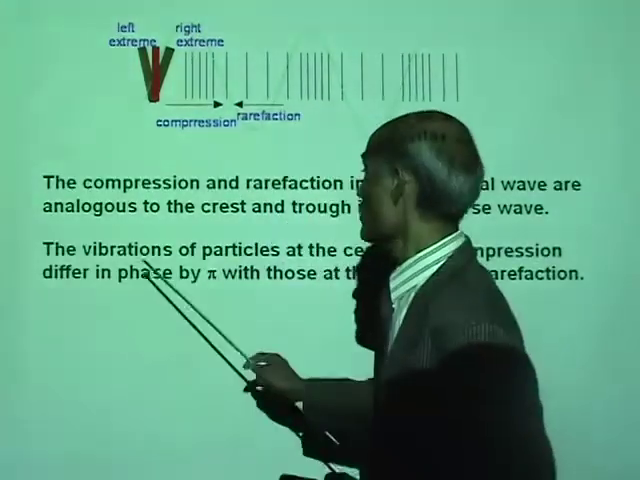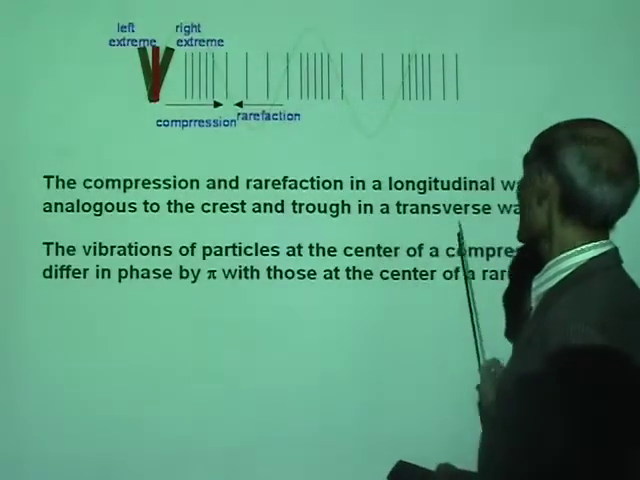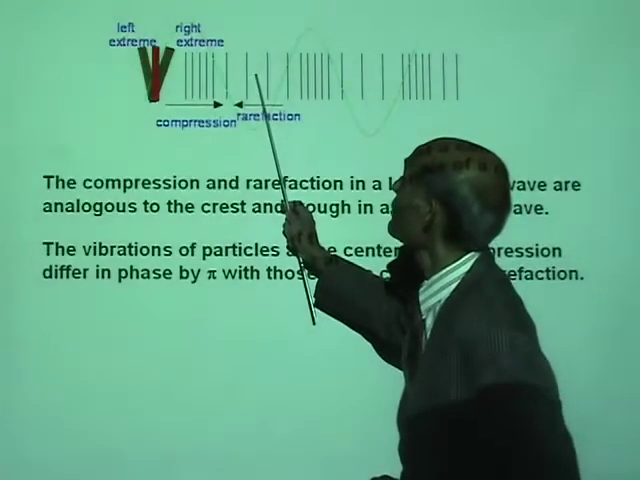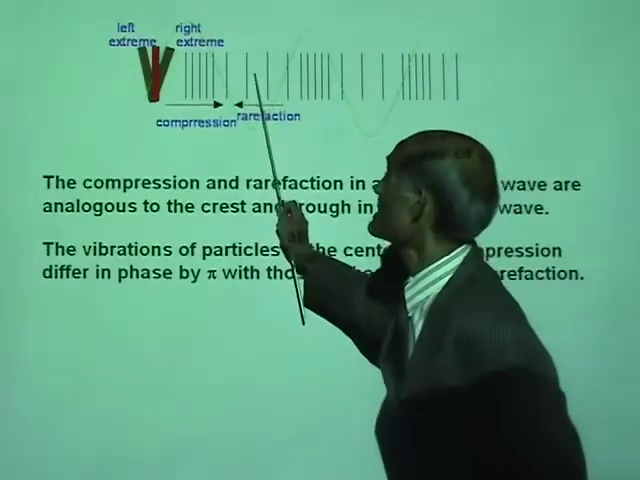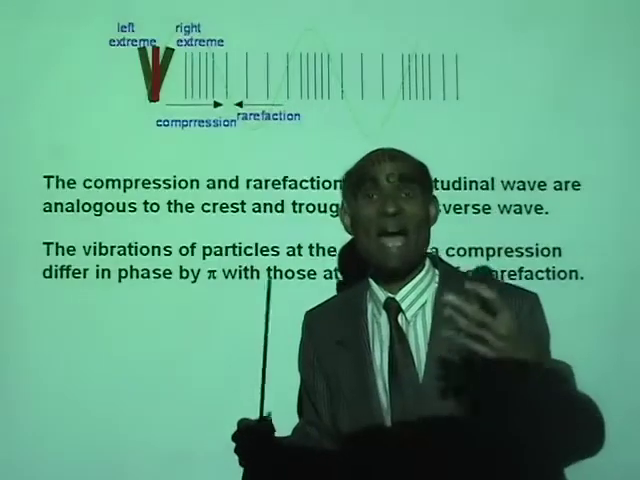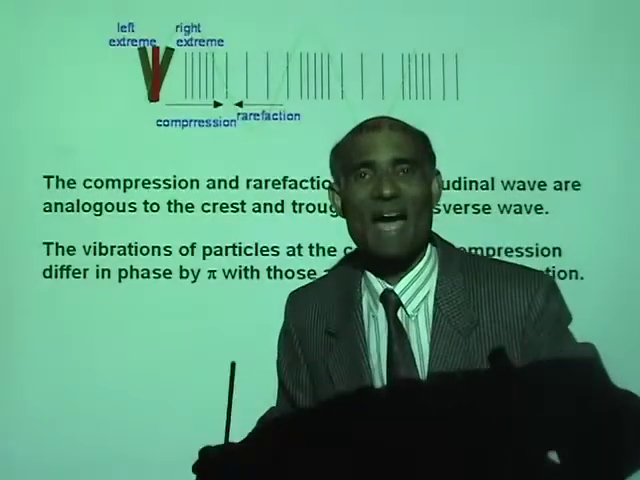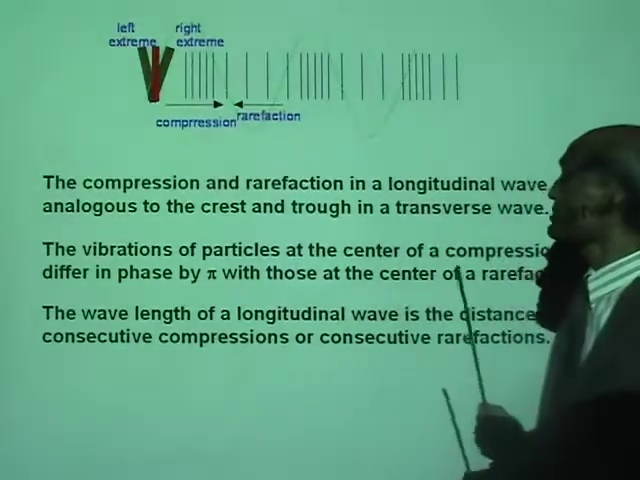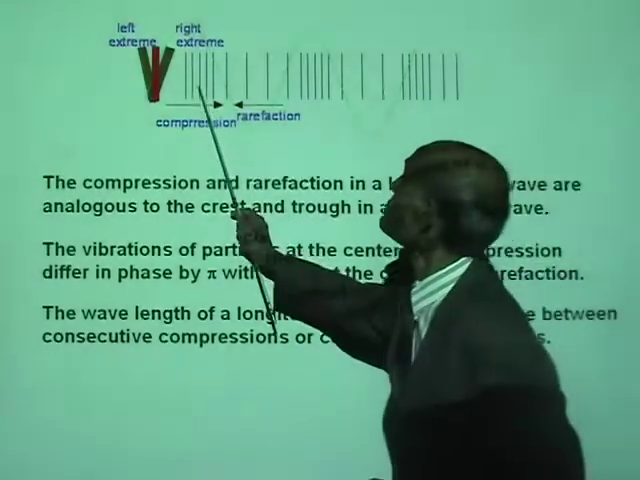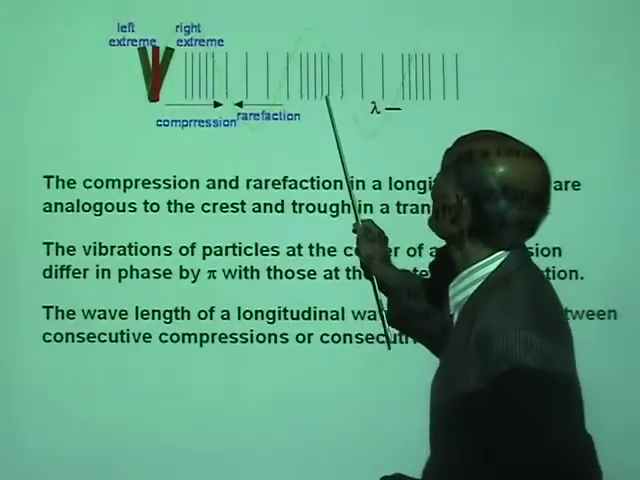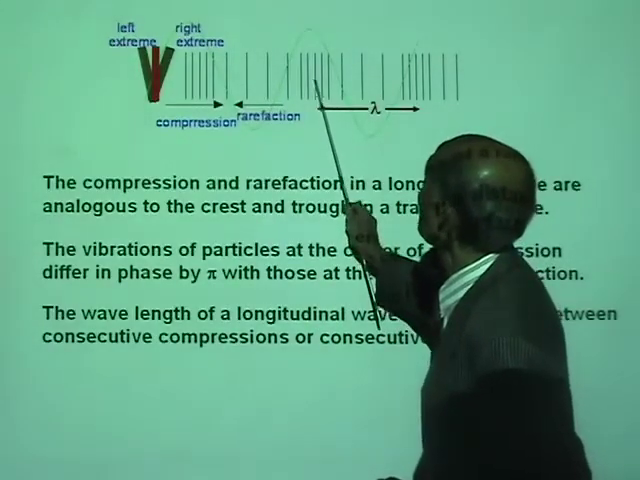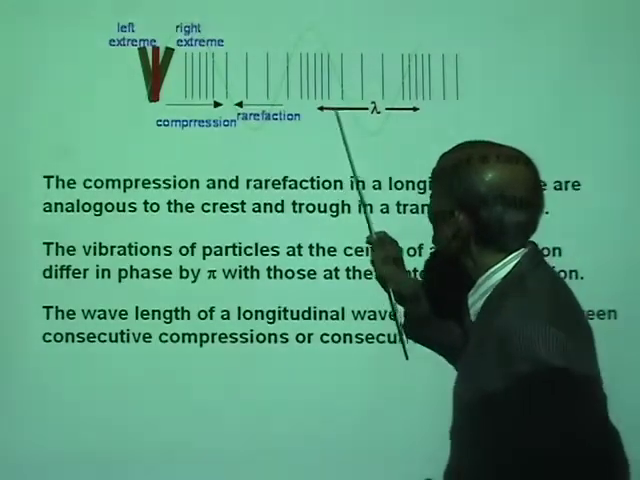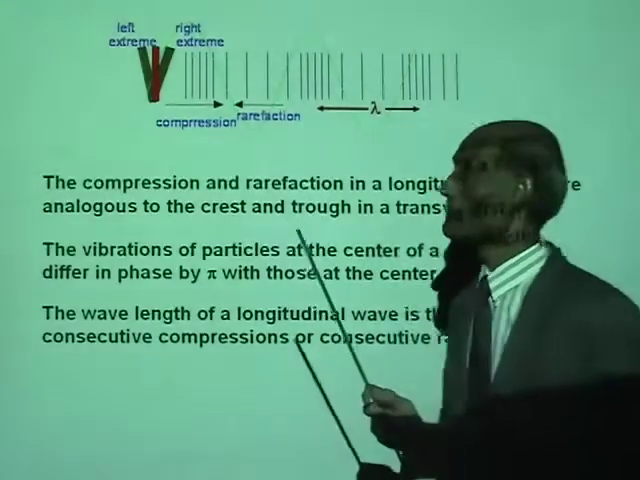Okay? So the vibrations of particles at the center of a compression differ in phase from the particles at the center of a rarefaction by half a period. And the wavelength of a longitudinal wave, you know, is the distance between two adjacent crests. From the center of this crest to the center of the next crest is a wavelength.